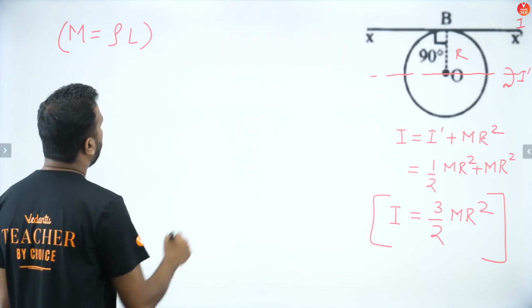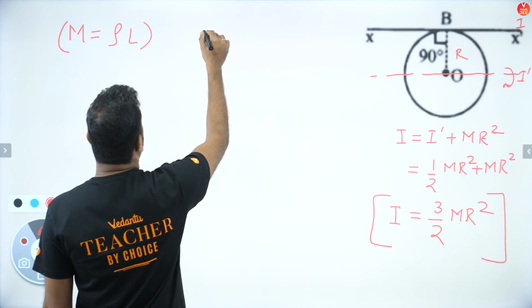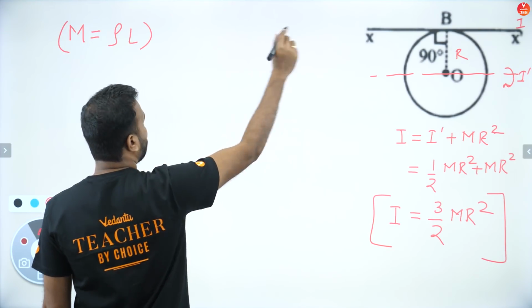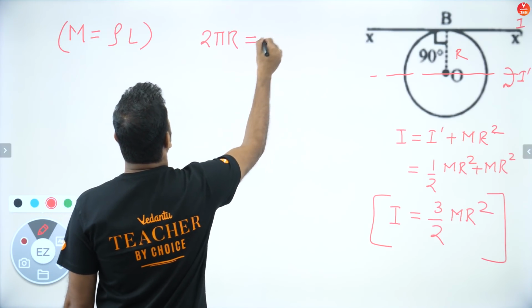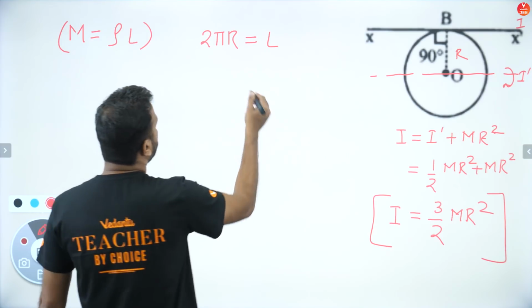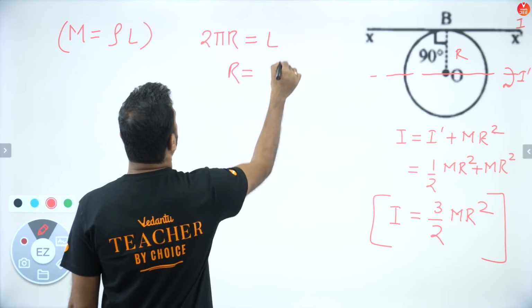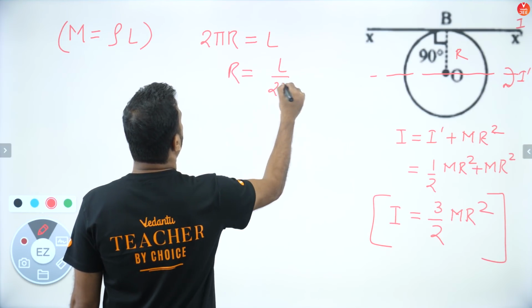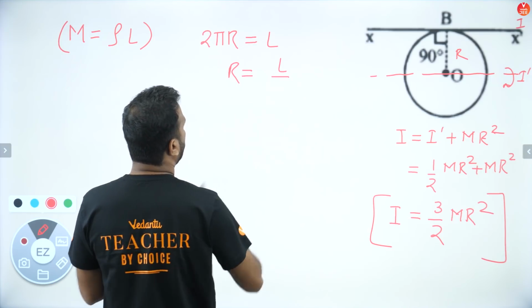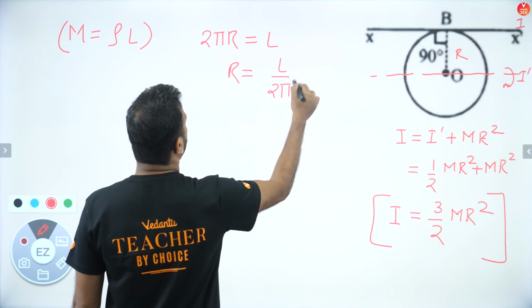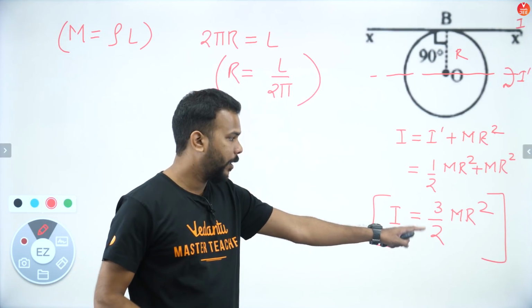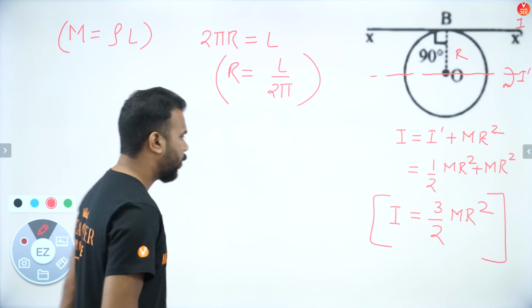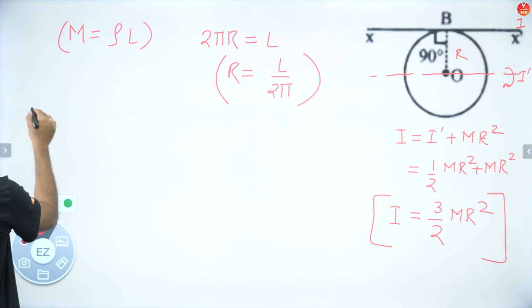The next thing we need to find out is the radius. The length of the wire has become the circumference of this ring, so 2 pi r is equal to the length of this wire, which means the radius of the ring becomes L upon 2 pi. So we have got the two unknowns for putting in the equation of the final moment of inertia. So let's go.